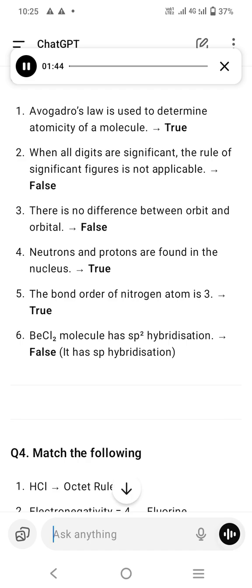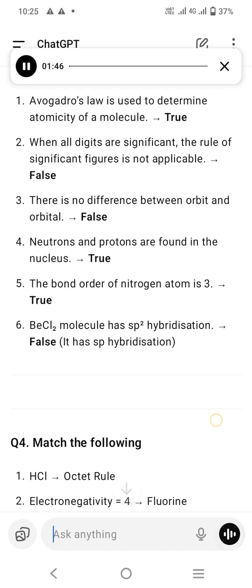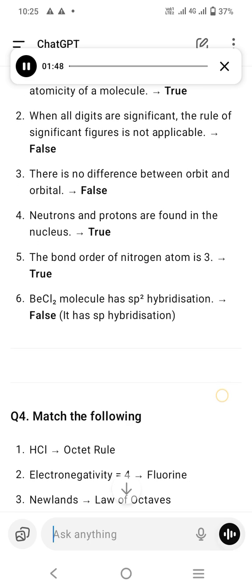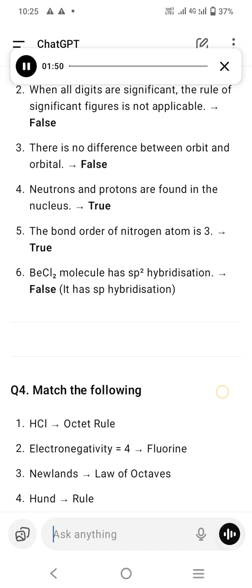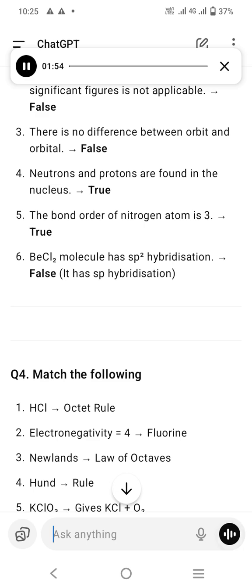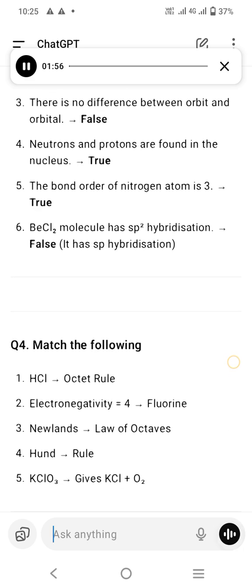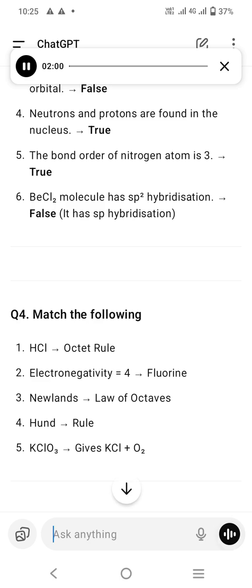False. 3. There is no difference between orbit and orbital. False. 4. Neutrons and protons are found in the nucleus. True. 5. The bond order of nitrogen molecule is 3. True. 6. BeCl2 molecule has sp2 hybridization. False. It has sp hybridization.